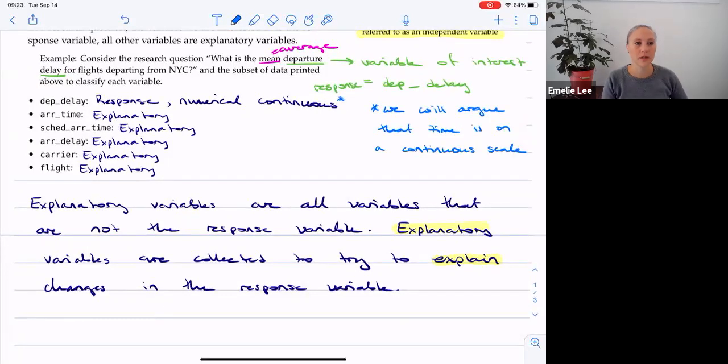There. Okay. Which makes things easier for things like the arrival time. We've already argued that if it's time, then it's going to be numerical and it's going to be continuous. The scheduled arrival time, same thing. Arrival delay is also a time measurement. It's a difference in the time, but let's call it numerical anyways. The only two that are not numerical continuous time variables are the carrier and the flight number. So which airline is it and what's the flight number? So all of these time variables, or the difference in time, we're going to call numerical continuous variables.